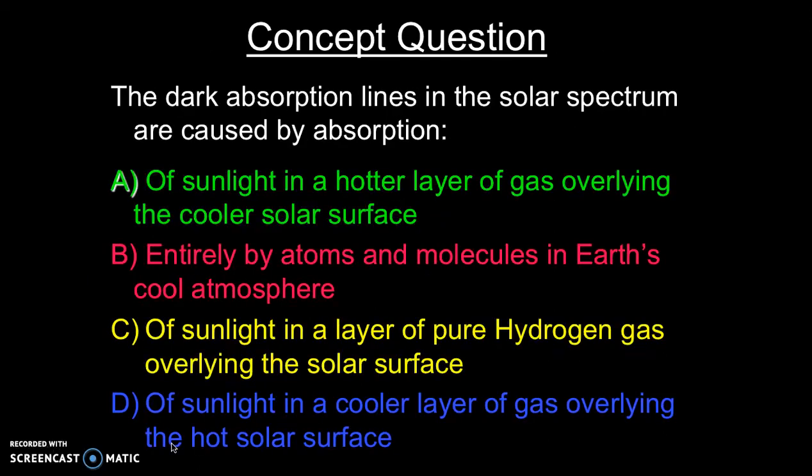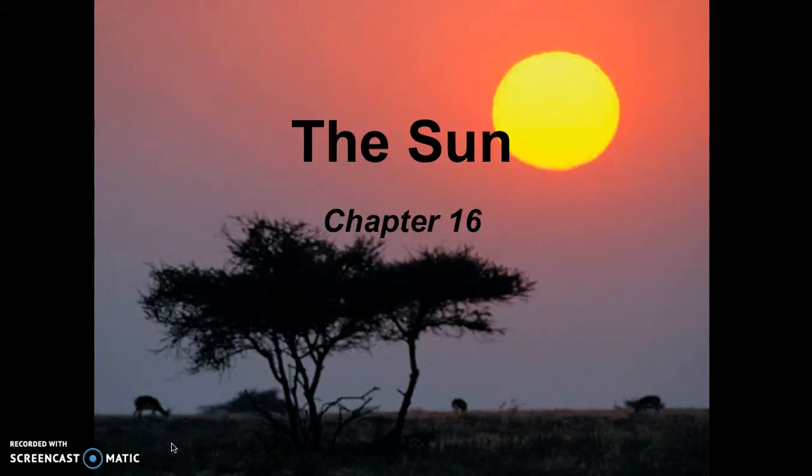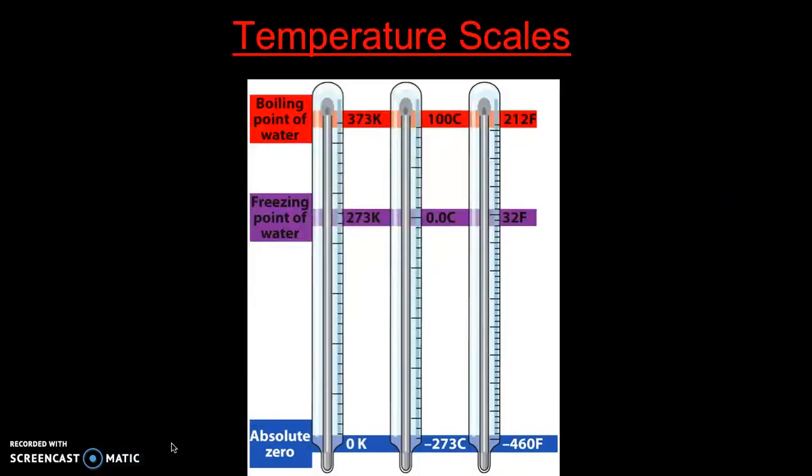Okay, how about another one? The dark absorption lines in the solar spectrum are caused by absorption of what? So pause and take a moment to answer. All right, they're caused by the absorption of sunlight in a cooler layer of gas overlying the hot solar surface. And we'll talk about that today in this lecture, that the atmosphere of our sun is what we call the chromosphere and the corona.